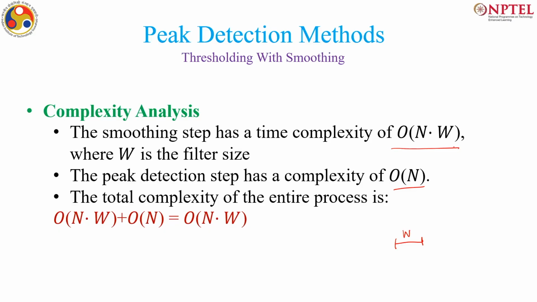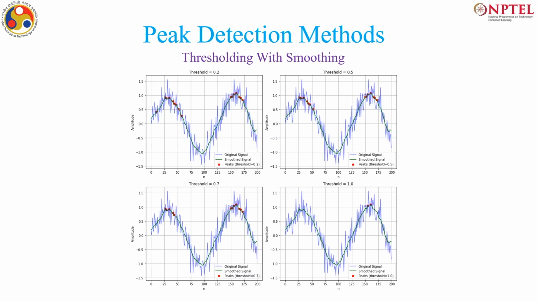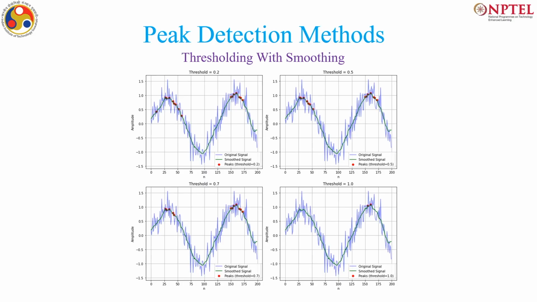In such a case, the convolution will take a complexity of O of n times W, where W is the filter size. And again, this is the naive way of convolving, or the brute force method of convolving. If I use fast Fourier methods, then the complexity can become, instead of W, log of W, log base 2 W. So this is thresholding with smoothing.